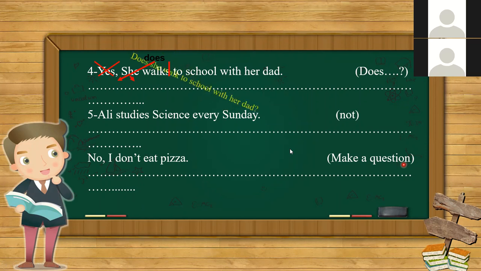Wait, Anas, we're still in number four. So: Does she walk to school with her dad? What did we do again? We crossed the yes. Write small does here because we have she. And please remember that does doesn't like S or ES. When you see does, you have to cross S. Then make scissors, so it will be: does she walk? Can I say does she walks? Yahya, wait. We're still in number four.